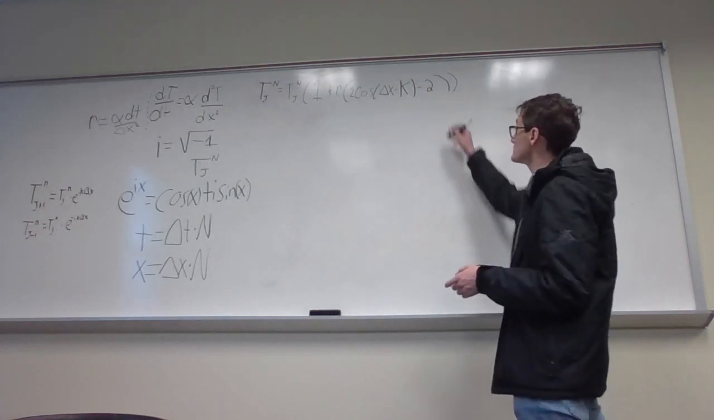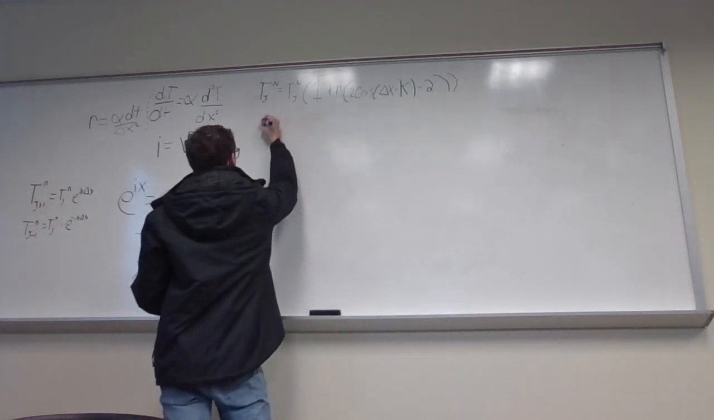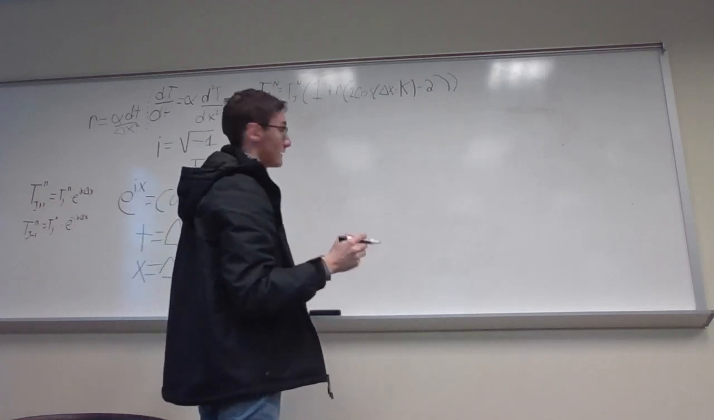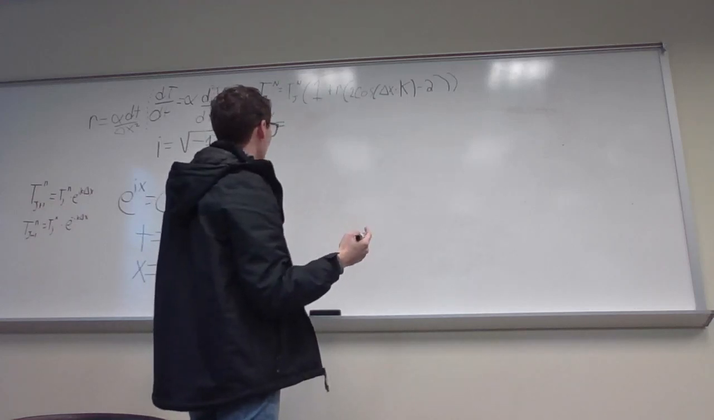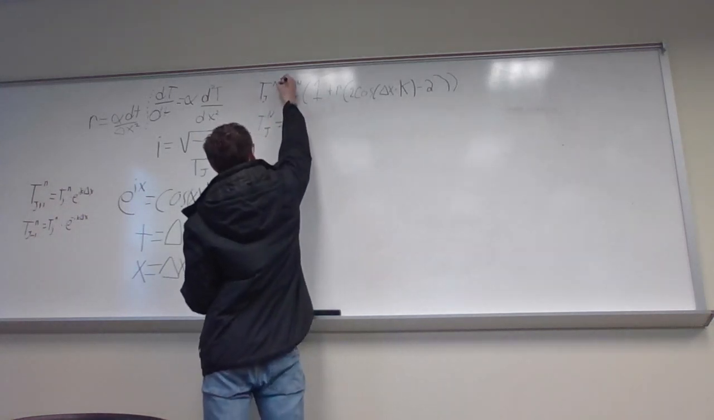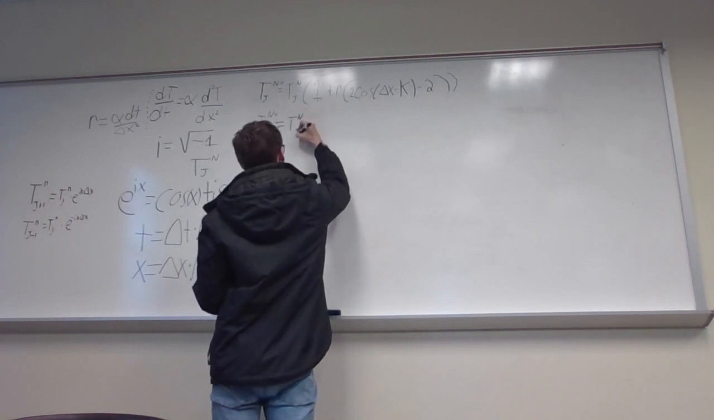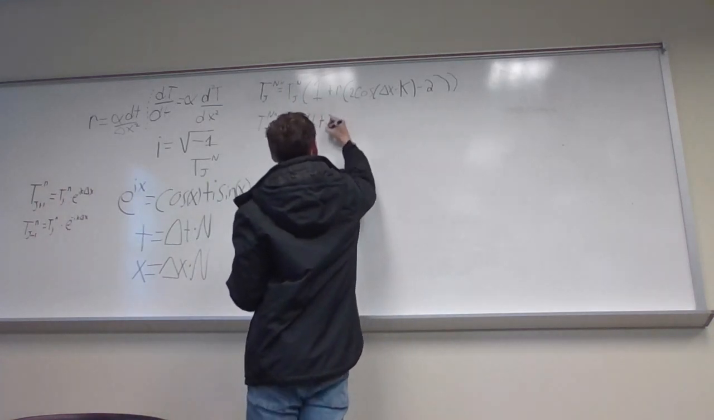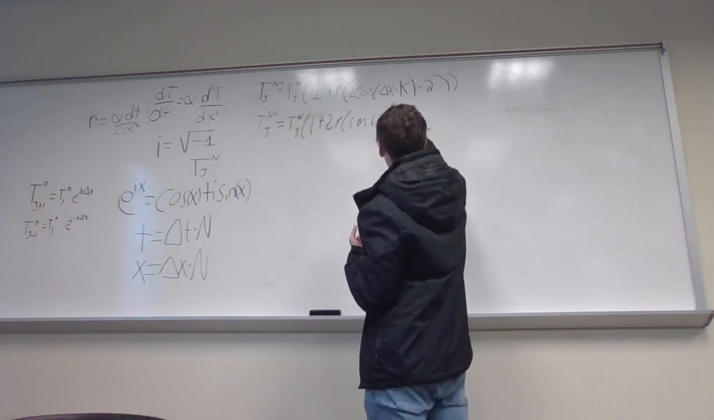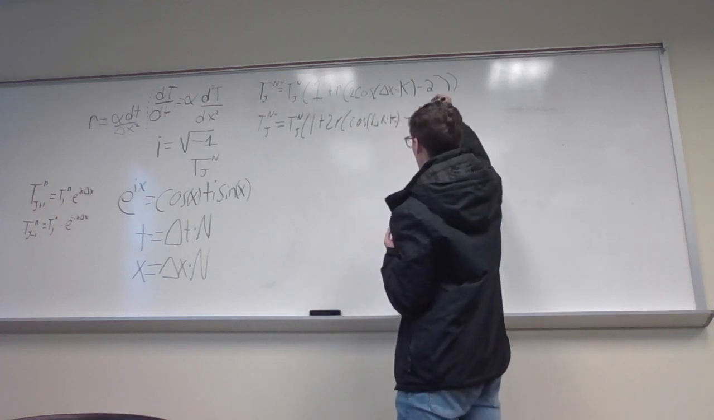So the first thing we're going to do is factor out a 2. My writing is going to get a lot worse from here on out because my arm is tired, but I will still enunciate everything I'm doing. So T_j^(n+1) equals T_j^n, then we have 1 plus 2r cos(Δx k), parentheses, minus 1, parentheses.